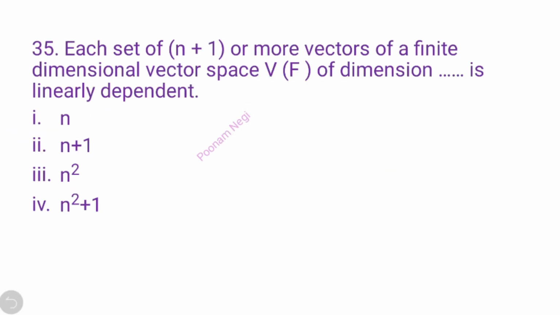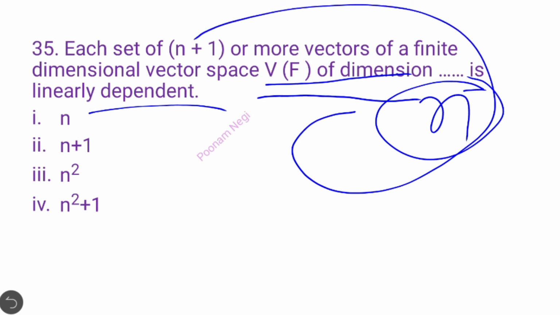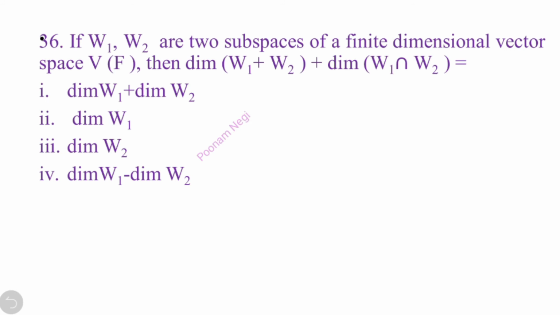Next question: each set of n plus 1 or more vectors of a finite dimensional vector space V of dimension n is linearly dependent. If we have a vector space of dimension n, then each set of n plus 1 or more elements of a finite dimensional vector space will be linearly dependent. The answer will be n. Next question: if W1 and W2 are two subspaces of a finite dimensional vector space V, then the dimension of W1 plus W2 plus the dimension of W1 intersection W2 will be equal to the dimension of W1 plus the dimension of W2.